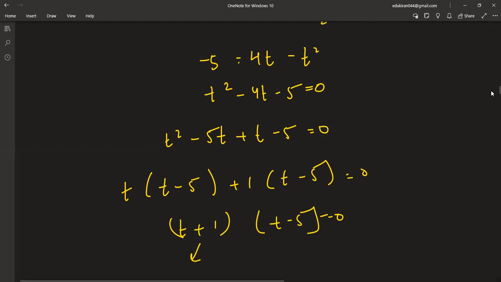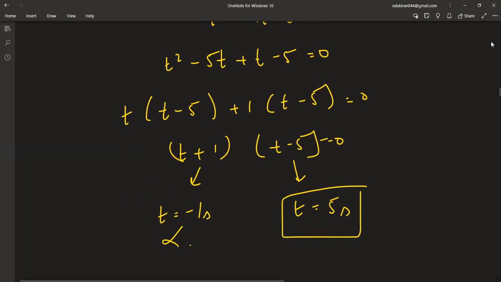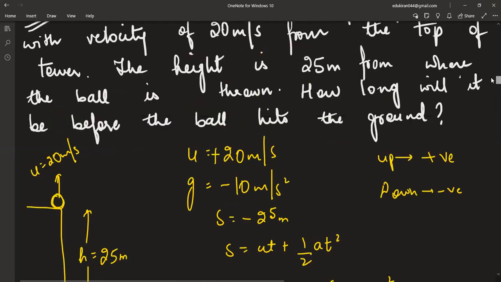If we consider t plus 1, this becomes minus 1 seconds. And if we take t minus 5, this becomes plus 5 seconds. So obviously time cannot be negative. So our final answer is 5 seconds. Means it will take 5 seconds for it to turn.